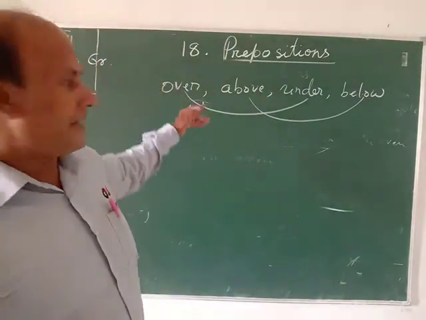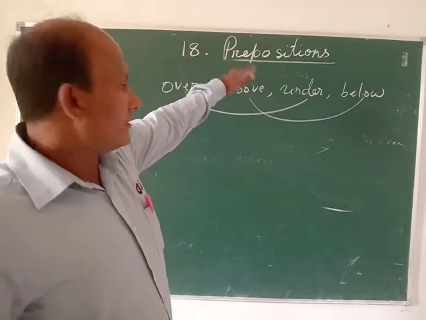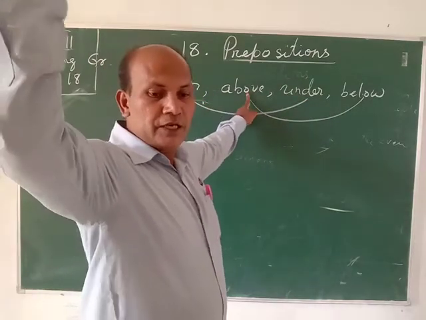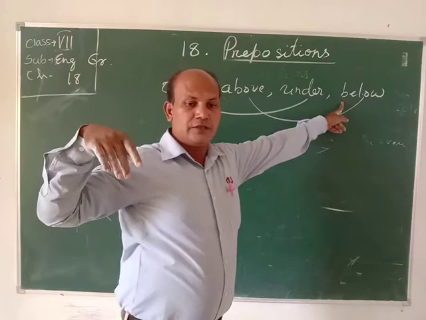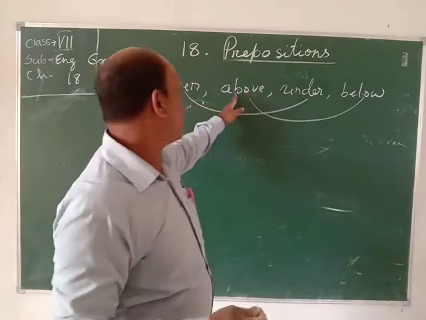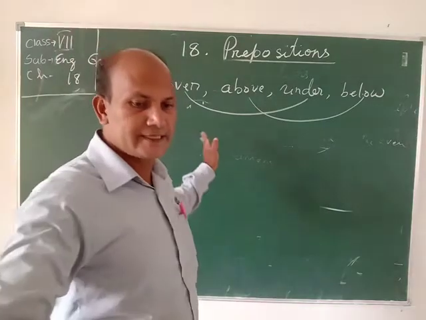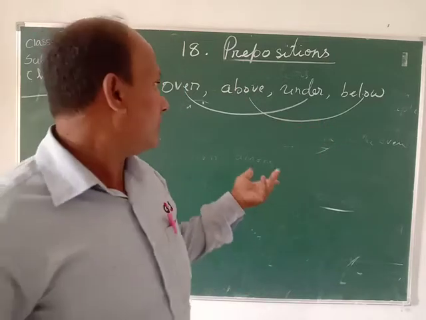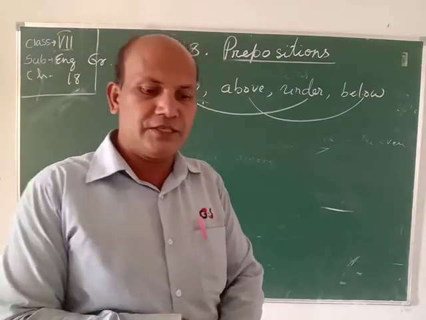So I jumped over the bench. The child hid under the table. Over and under are opposites, and so are above and below. Keep your head above the water. And below: the valley is 215 feet below sea level. Above and below we use for height measurement, and over and under for the position in space. Two similar-type meanings, but the use is different. I think you have to practice this, and the more you practice, the more you can understand. I hope whatever I have discussed, everything you have understood.